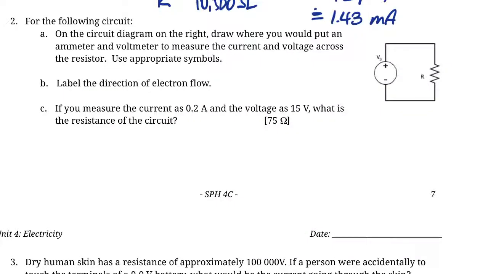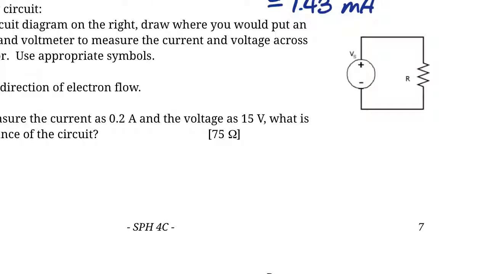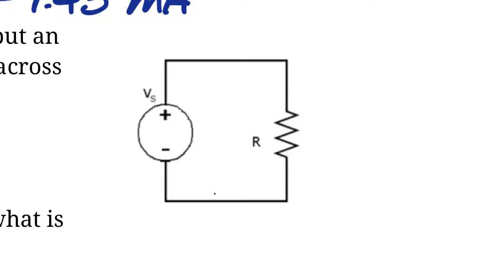So in this next question, we're asked to draw where we put an ammeter and a voltmeter in our circuit. An ammeter, remember, goes along the flow or along the conductor, along the wire, and all it's going to do is measure the flow along that wire. So we would put our ammeter something like there.